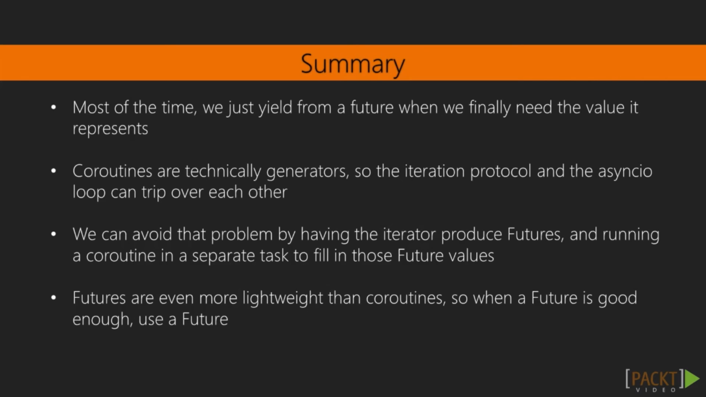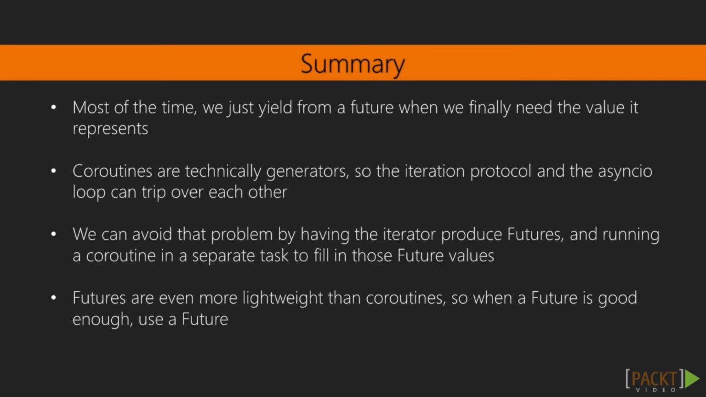Coroutines are generators, so the iteration protocol can interfere with asyncio's task scheduling. But we can avoid that problem by using futures as the thing to iterate over rather than the objects themselves. Futures have extremely low resource requirements. So, when we have a choice between writing a function that returns a future or writing a coroutine, it's better to choose a function that returns a future.